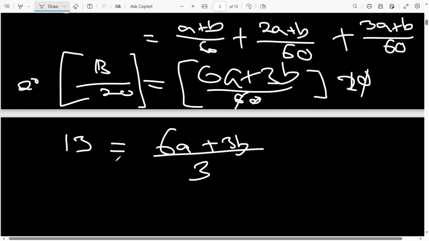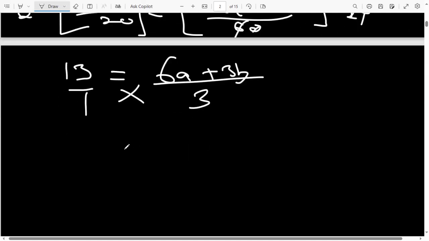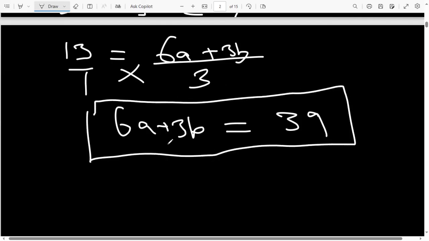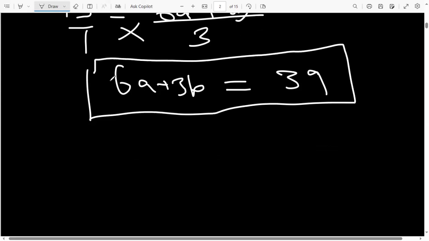Okay, and then from there you can cross multiply here. So 6a plus 3b is going to be equal to 3 multiplied by 13, which is 39. Okay, so this one here becomes our second equation. We can also reduce it further because I can see all of them are divisible by 3. So if I divide this by 3, I'm going to get 2a, then 1b, and then 13. So I'm going to have 2a plus b is equal to 13. So this is what we have.